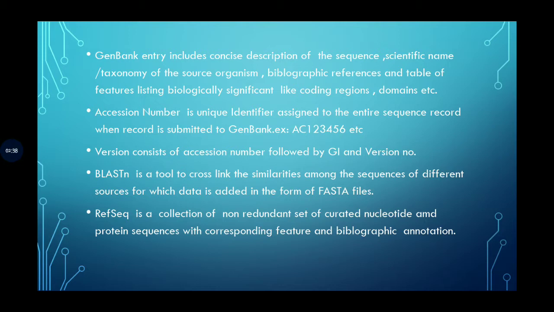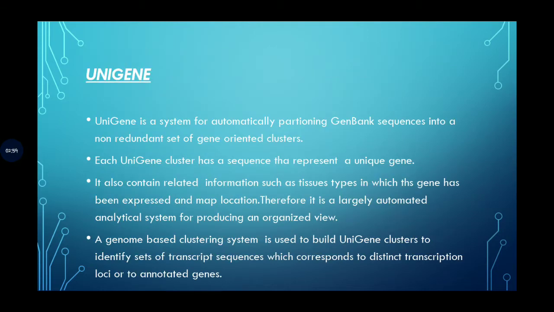BLASTN, where N stands for nucleotide, is a tool to cross-link the similarities among the sequences of different sources, for which the data is added in the form of FASTA files. RefSeq, reference sequences, is a collection of non-redundant set of curated nucleotide and protein sequences with the corresponding features and bibliographic annotations. The other one is UniGene.